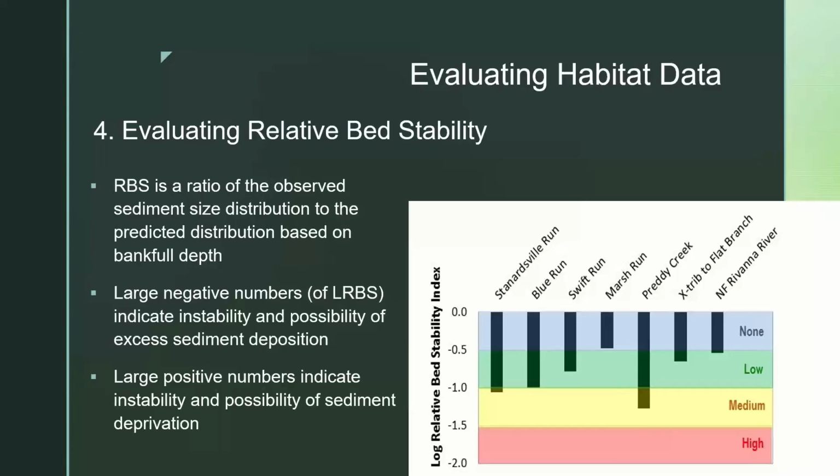Large negative numbers of the log relative bed stability value indicate instability and the possibility of excess sediment deposition. Large positive numbers, which we don't see that often, are an indicator that maybe this stream is sediment deprived. Maybe it needs more sediment.